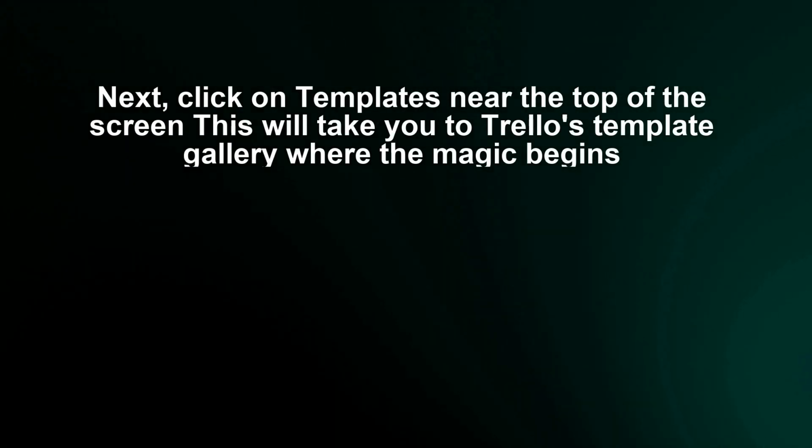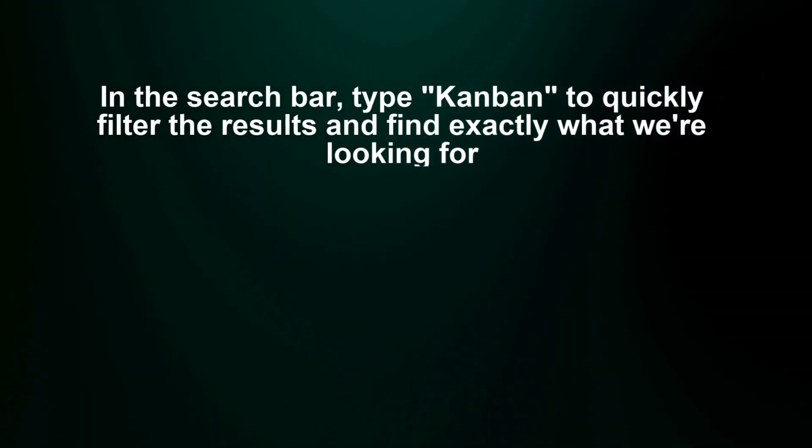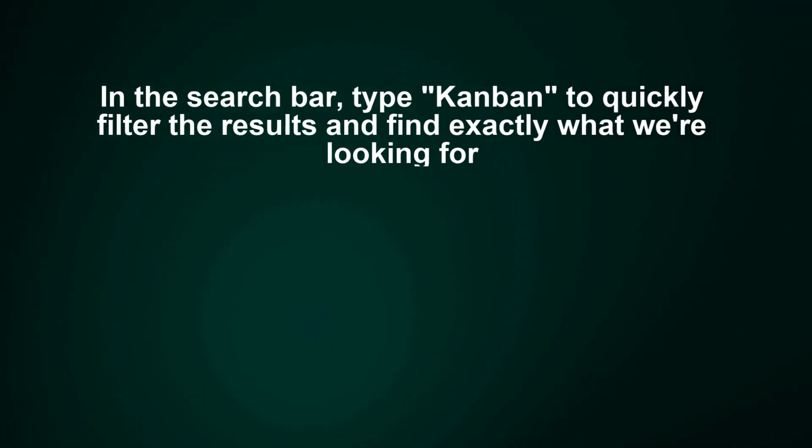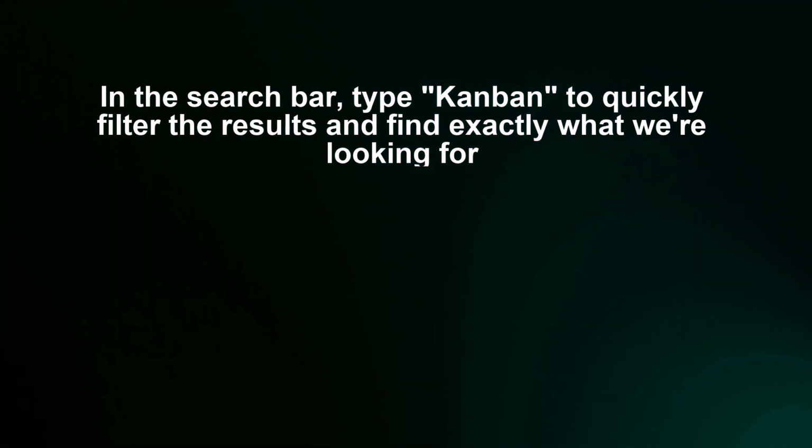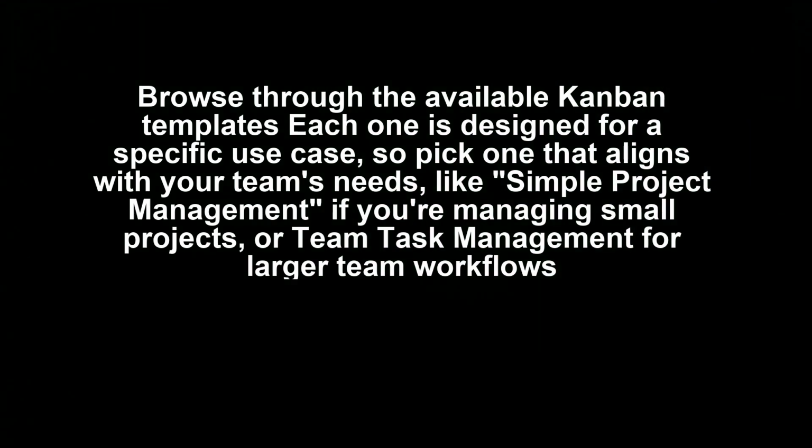Next, click on Templates near the top of the screen. This will take you to Trello's template gallery where the magic begins. In the search bar, type Kanban to quickly filter the results and find exactly what we're looking for. Browse through the available Kanban templates.